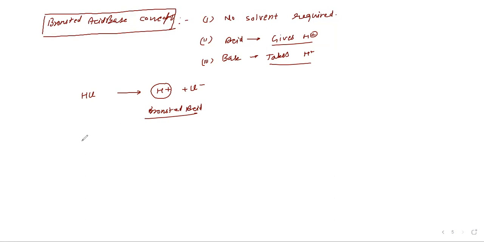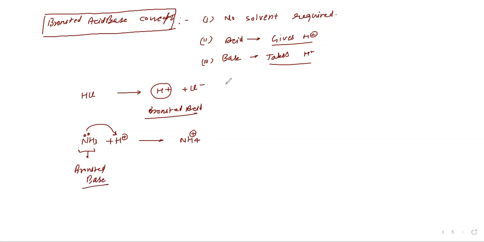Now base. If we talk about NH3, it can accept an H plus ion. It has a lone pair of electrons, so it can accept this. It is going to form NH4 plus. Since it accepted the H plus ion, it is a Bronsted base.